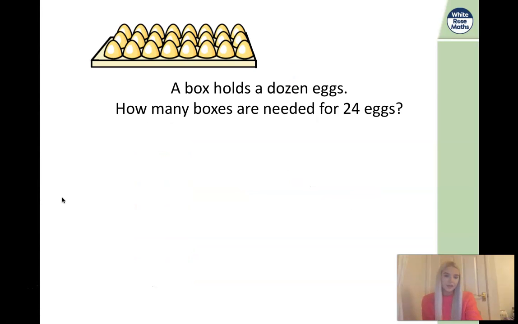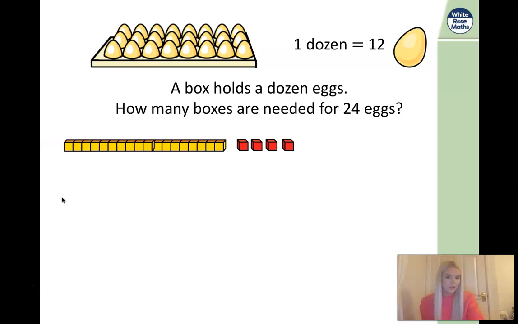Well done. Now here we've got a box of eggs and each box of eggs holds a dozen eggs. I wonder if anyone knows how many a dozen is. What is a dozen? Is it 10? It's 12. A dozen means 12. So each box holds 12 eggs. Now we want to know how many boxes are needed for 24 eggs.